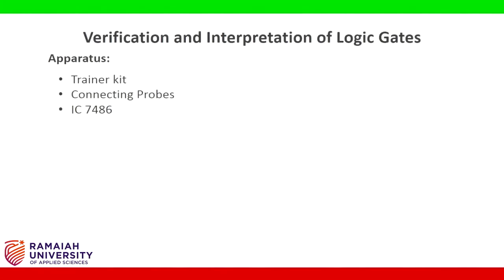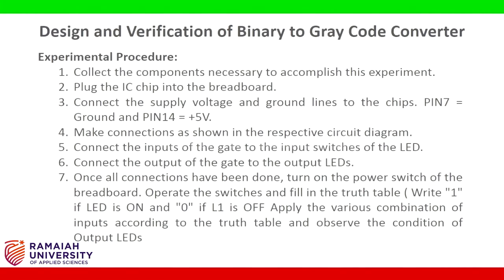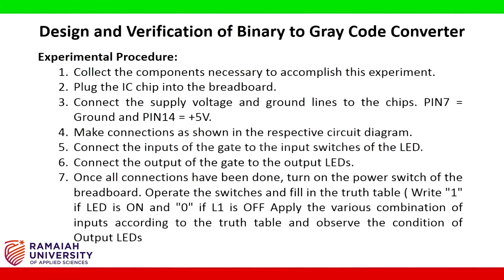The apparatus required for this experiment are trainer kit, connecting probes, IC 7486. Procedure for verification of binary to gray code converter functionality. Collect the components necessary to accomplish this experiment. Plug the IC chip into the breadboard. Connect the supply voltage and ground lines to the chips.